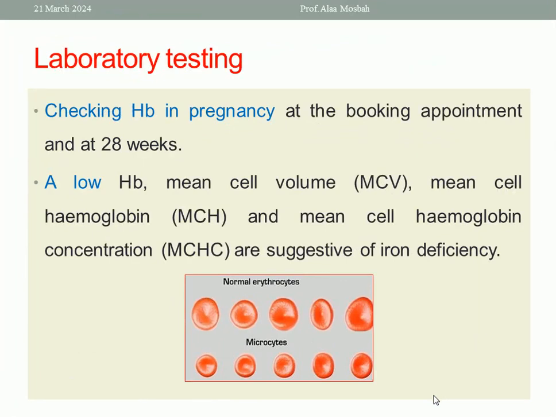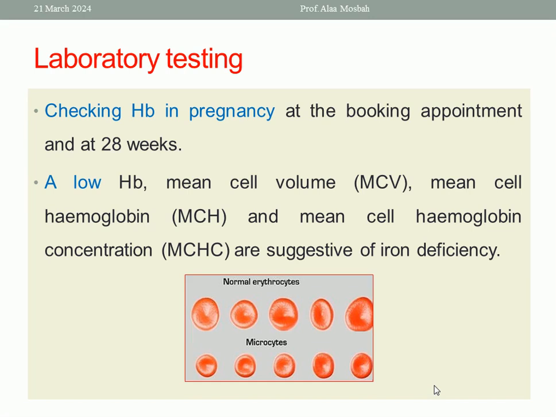What is the lab testing? The second important item in diagnosis. First, check hemoglobin during pregnancy with the first antenatal care visit, during booking. At the booking appointment, you should ask for serum hemoglobin, the hemoglobin level. And you should repeat it at 20 weeks gestational age. So, at the booking appointment, then at 20 weeks gestational age.